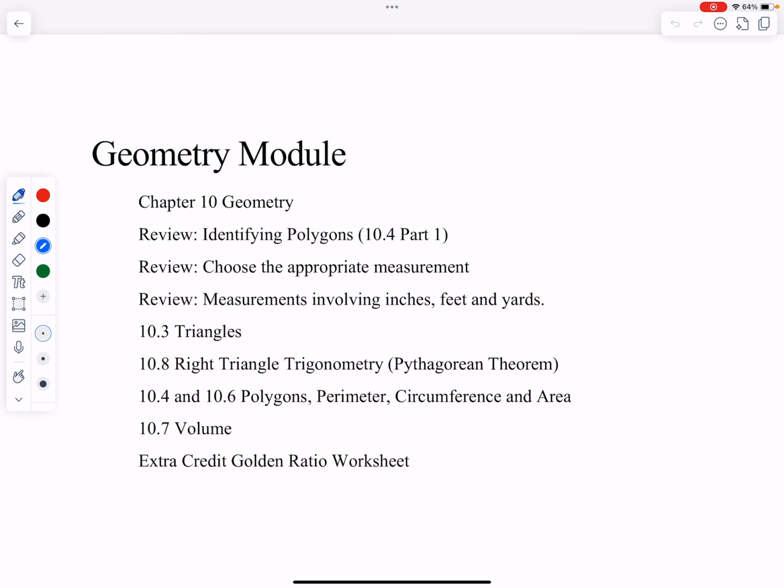All right, we're starting a new section. This is geometry, and that's what this whole section is going to cover. So we're going to go over a little bit of review topics. We're going to talk about identifying polygons, and then also we're going to choose the appropriate measurement. And then we're going to get into triangles and move forward from there.